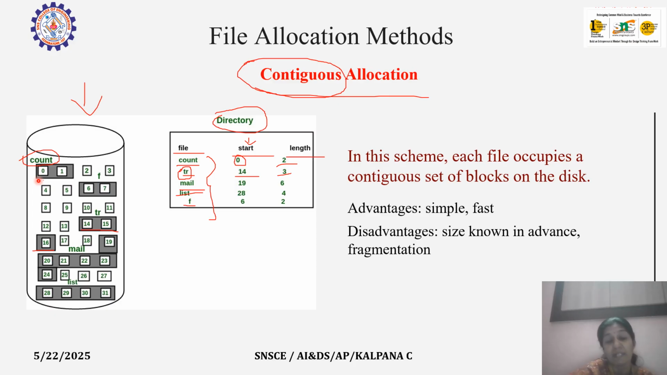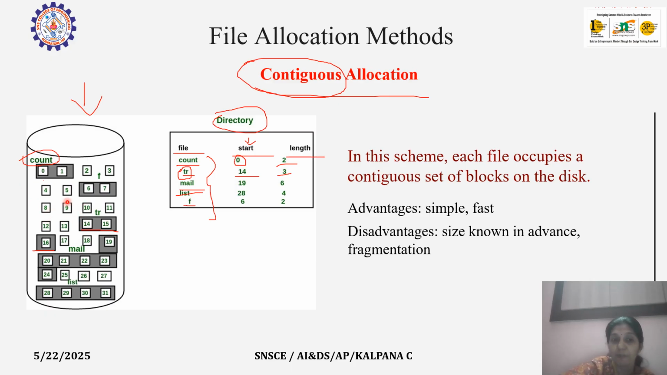But when we talk about the disadvantages, it has some. One is external fragmentation. Here, if you see, 0 and 1 are allocated and then 6 and 7 are allocated. In between, some blocks are not allocated: 2, 3, 4, 5 are not allocated, 8 and 9 are not allocated, 10 is not allocated, then 14, 15. Continuously like this we are allocating, so in between we get some holes.